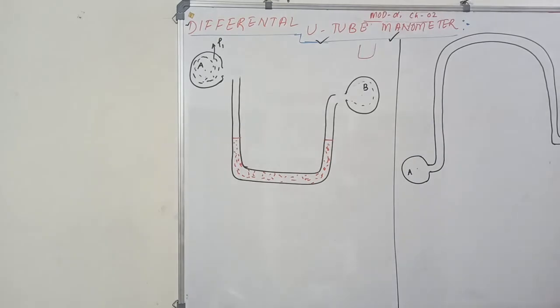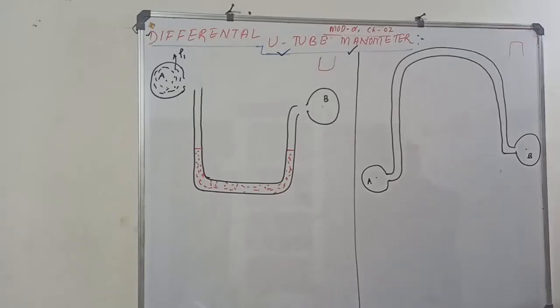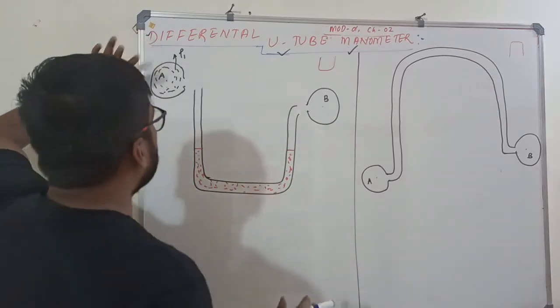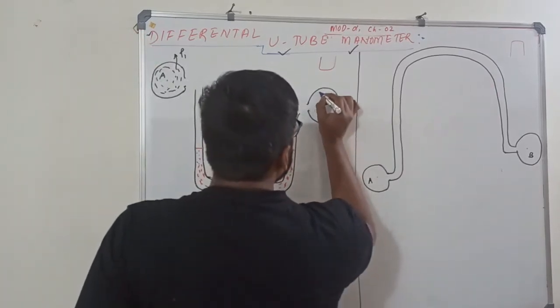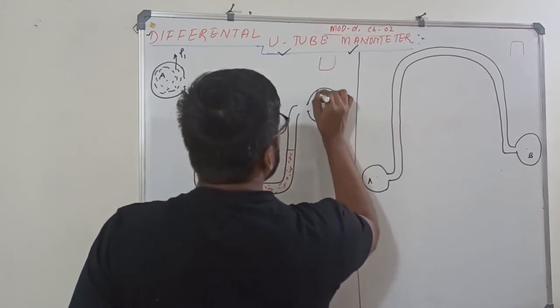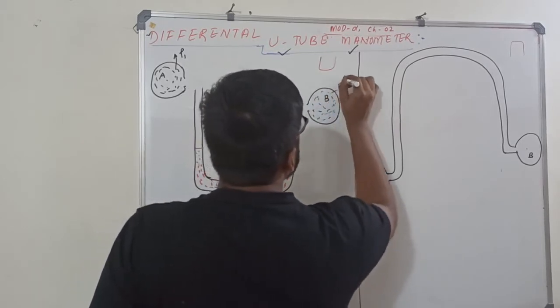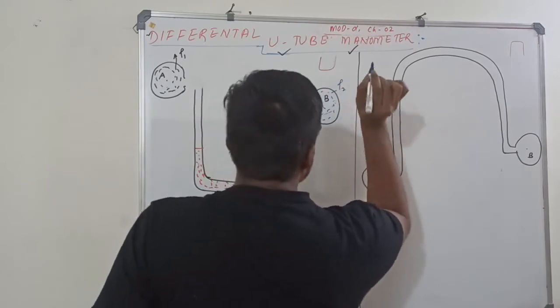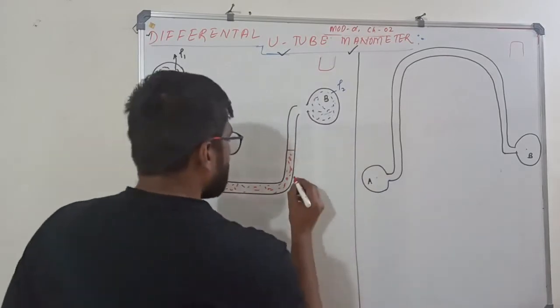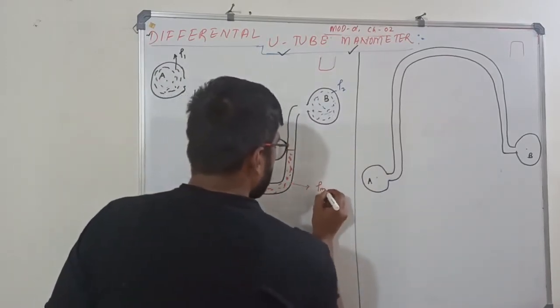So in your differential U-tube manometer, we have a fluid of density rho 1 at pipe A. At pipe B we have a liquid which has a density rho 2. Now we have a manometric fluid, and the density of the manometric fluid be rho m.